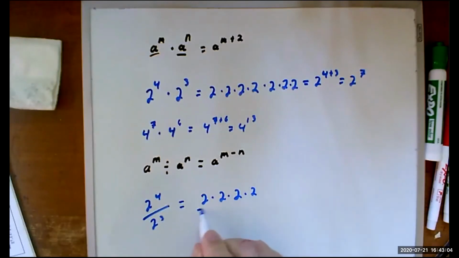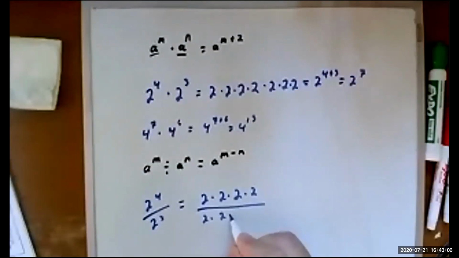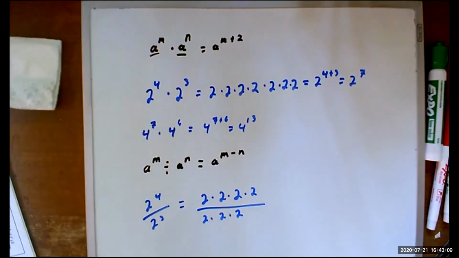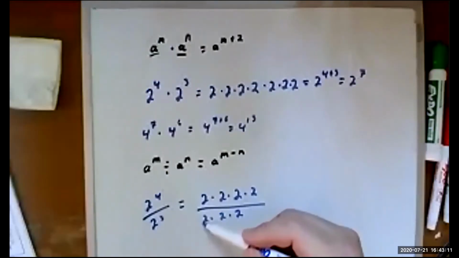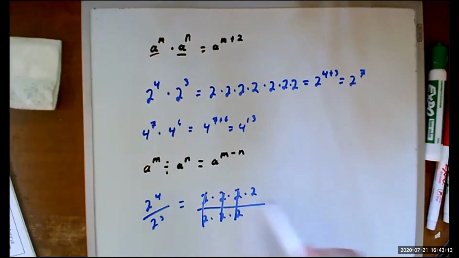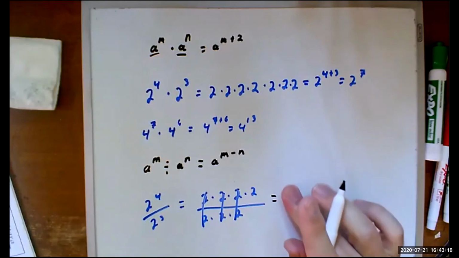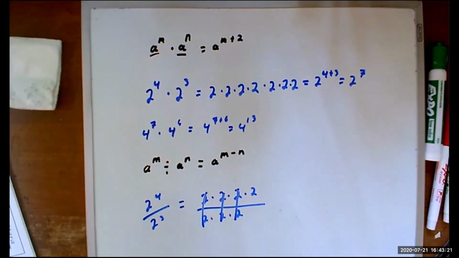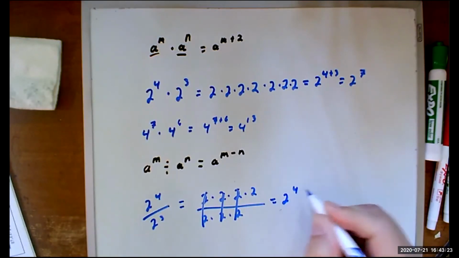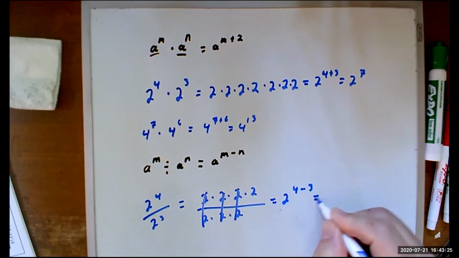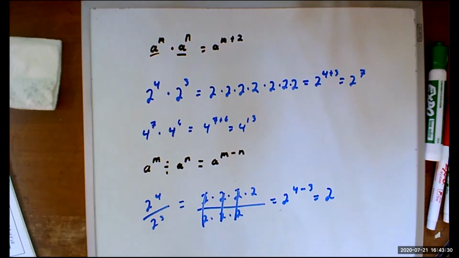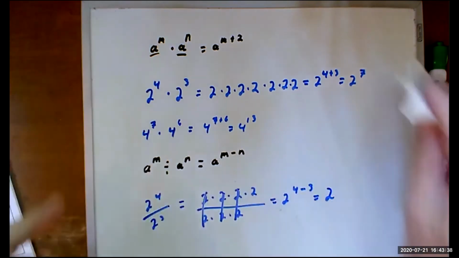Using the same quick examples, if I had 2 to the power of 4 divided by 2 to the power of 3, that would be the same as saying 2 times 2 times 2 times 2 over 2 times 2 times 2. And as we've seen in previous things, we can cancel these top and bottom, which just leaves me with 2 in the end here, which is the same as saying 2 to the power of 4 minus 3, which just gives us 2.